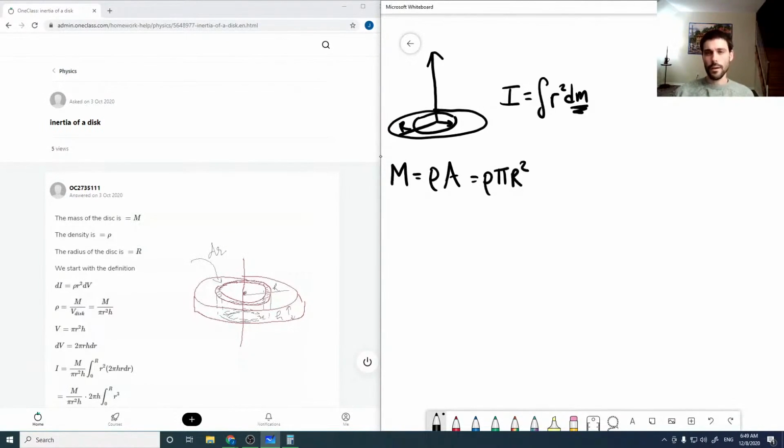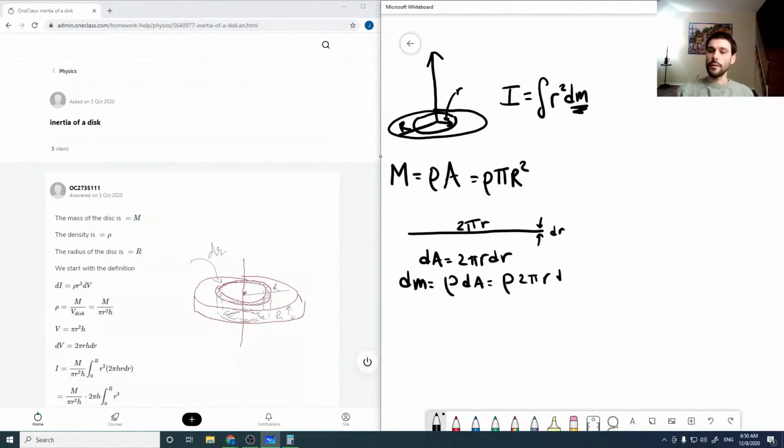Then we can identify a small mass term at some radius r having some thickness dr, and we can visualize this by extending out. Essentially taking this circle, pulling it out, and then cutting it and laying it flat. It would have some thickness dr, and its length, because it's a circle, would be 2 pi r. So a small area would be 2 pi r dr, and its mass would be rho dA, which is just rho times 2 pi r dr.